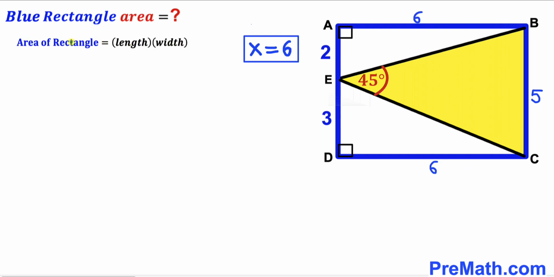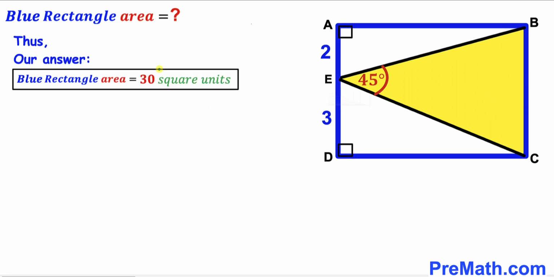And here's our final step. Let's recall the area of rectangle formula once again. Length times the width. And in our case, the length is 6 and the width is 5. So therefore, this blue rectangle area is going to become 6 times 5. And if we multiply, that is going to give us 30 square units. So thus the blue rectangle area turns out to be 30 square units. And that's our final answer.